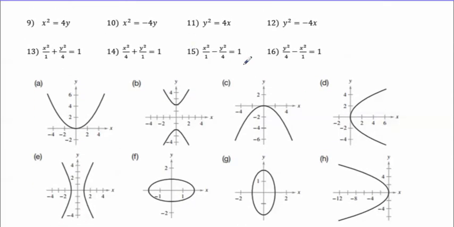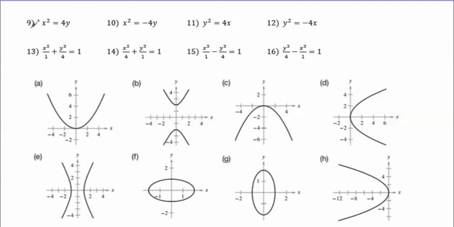Alright, first of all, you should be able to identify that this whole first row, these are all parabolas. And if the x term is the squared one, then your parabola will be opening up or down. So this one and this one. And if the y term is squared, then your parabola would be opening left or right. So that would be this one and this one.